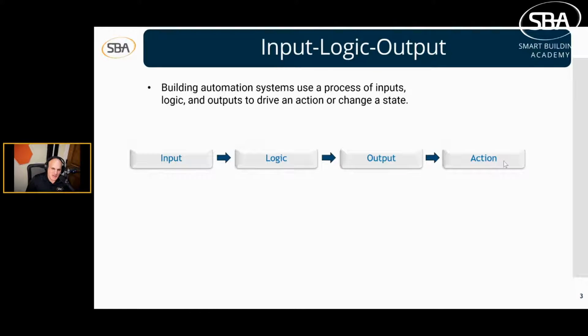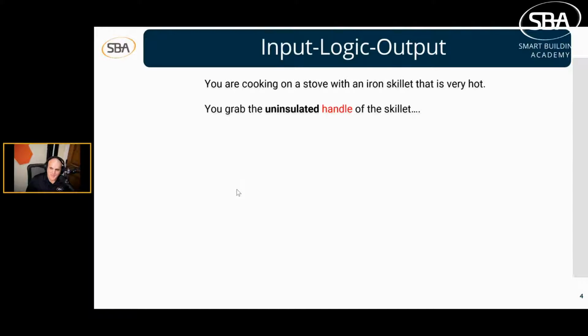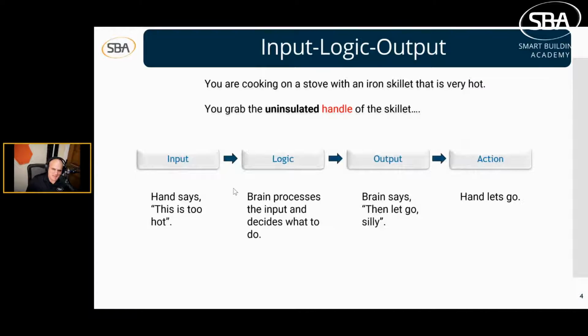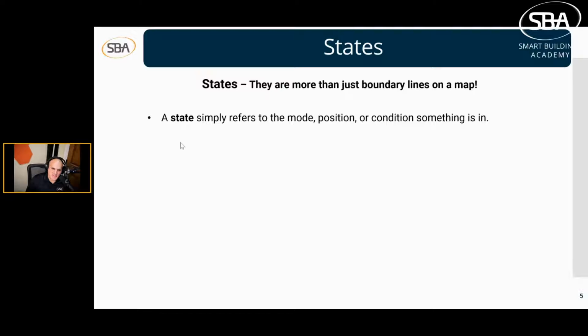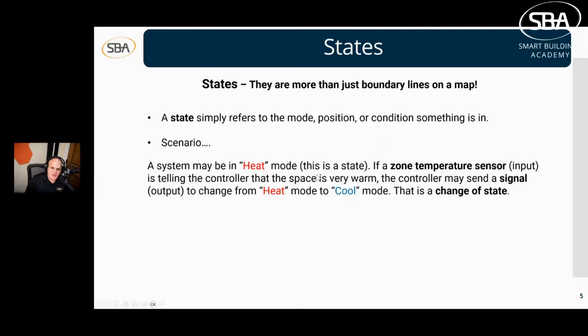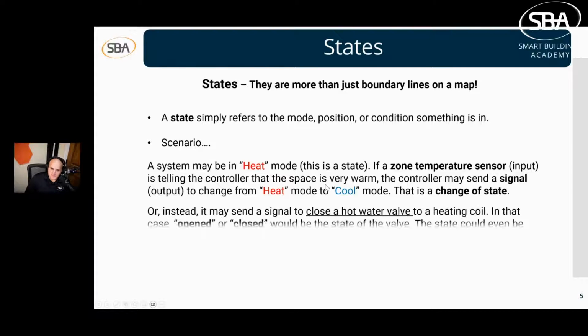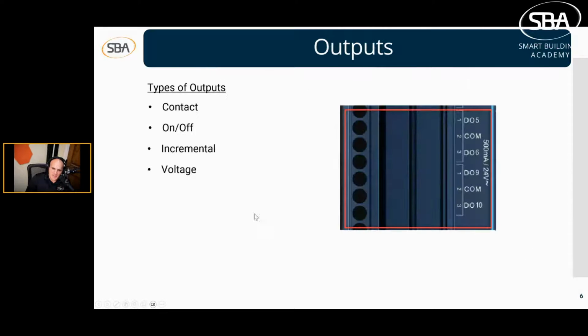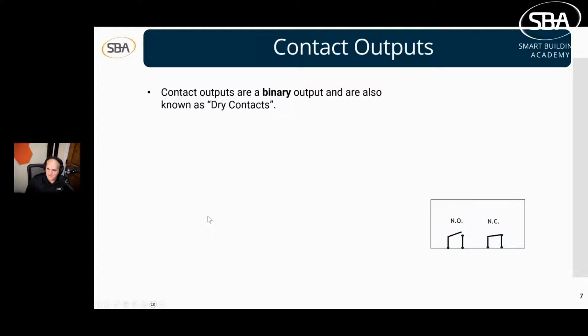Input, logic, output, action, right? We went through that. Fortunately, you all didn't miss much in the form of PowerPoint slides. Input, logic, output, action, and then states, right? We've got our state. Our state's going to be heating. It's going to be cooling. For those of you listening to the podcast, you didn't miss anything because you're listening and not watching. But let's get into our outputs. Like I said, output type: contact, on-off, incremental, voltage, and potentially amperage.